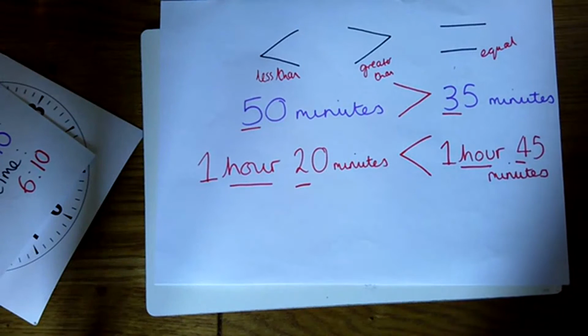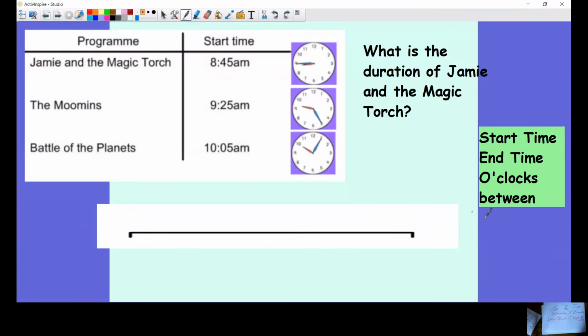Right, let's go and put some of these into some examples. So we have got here a timetable that we might use. What is the duration of Jamie and the Magic Torch? So remember, on your number line, you want to put in the start time and the end time and the o'clocks between. So I'm going to start here with Jamie and the Magic Torch. So the start time is 8:45. The end time is 9:25 because that's when the next program starts.